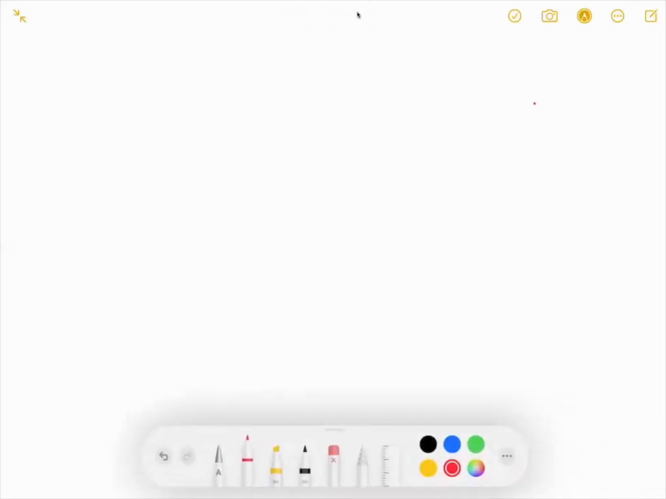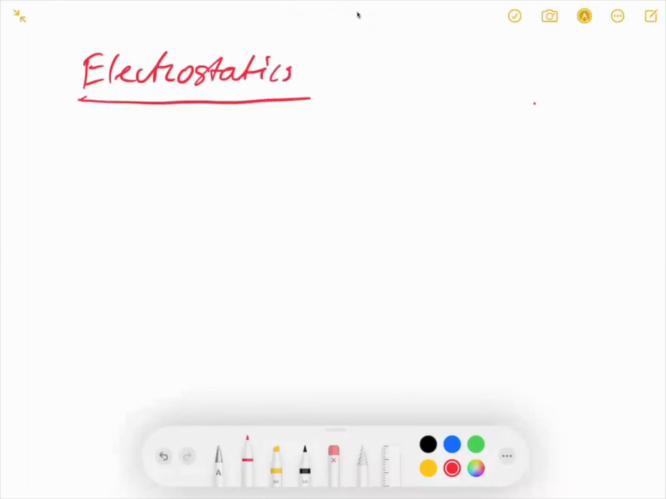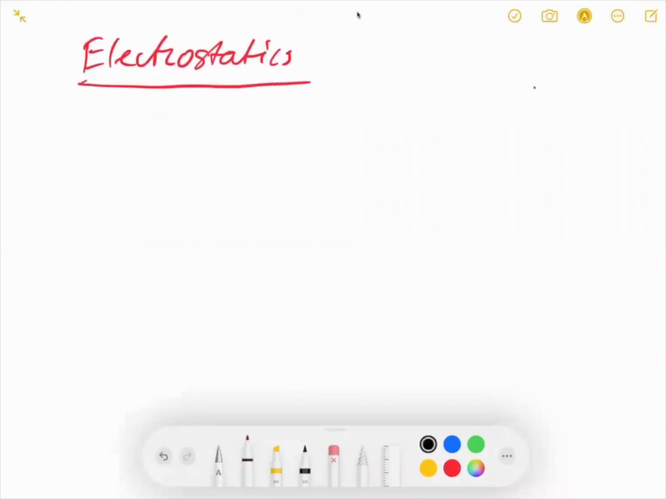So let's talk about electrostatics. And of course, electrostatics starts with Coulomb's Force Law.